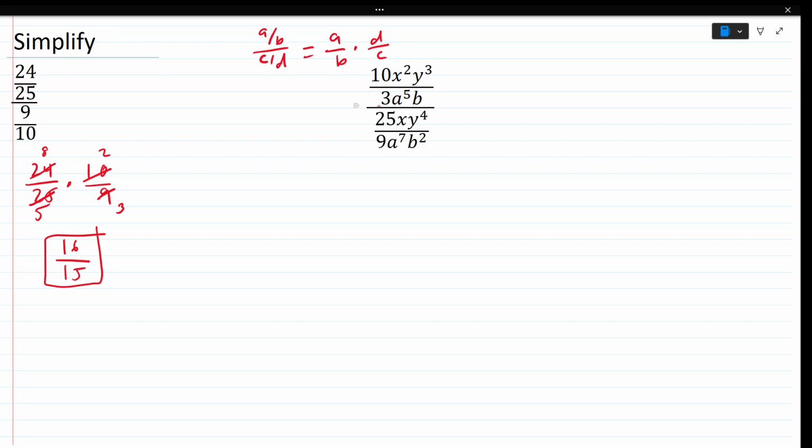Now for the second example, we have 10x squared y cubed all over 3a to the 5th b, all over 25x y to the 4th, 9a to the 7th b squared. So that would be the same thing as your top fraction, the 10x squared y cubed, all over the 3a to the 5th b, times the reciprocal at the bottom, so the 9a to the 7th b squared, all over 25x y to the 4th.